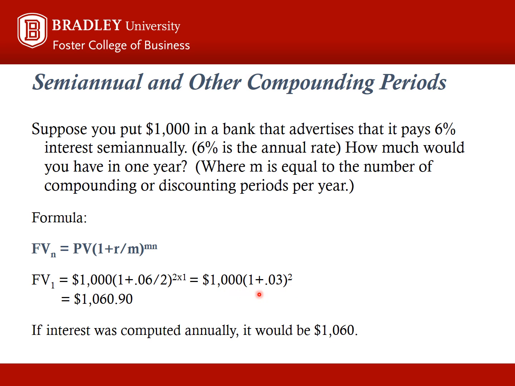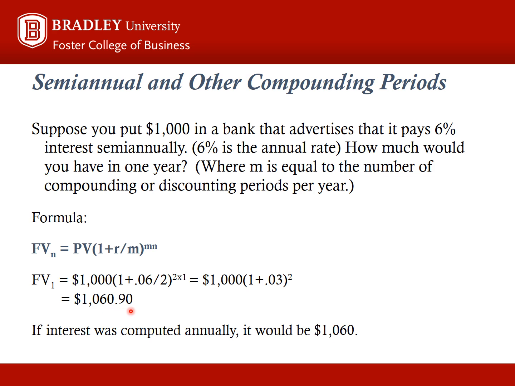So once I make the adjustment, then I go through and do the math, and I get $1,060.90. Now, I will point out that I did this with the calculator. You could do this with the table as well. Here you would go to the future value table, but you'd have to take the interest rate and divide by M, so you would look up 3% for 2 periods. Then you would get the same answer if you found the future value interest factor in table 1.